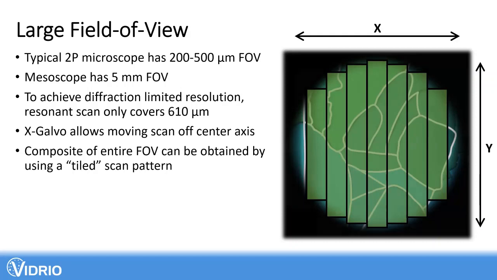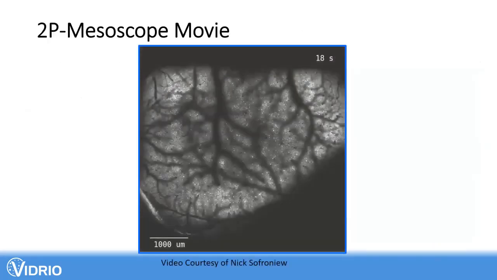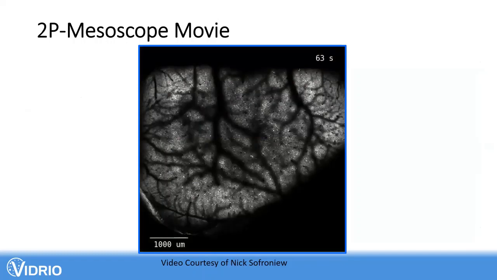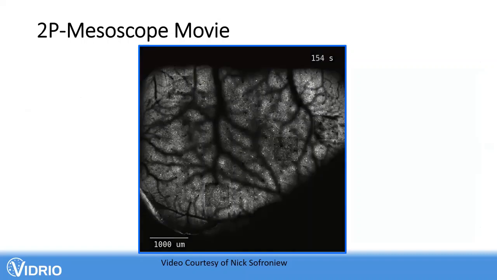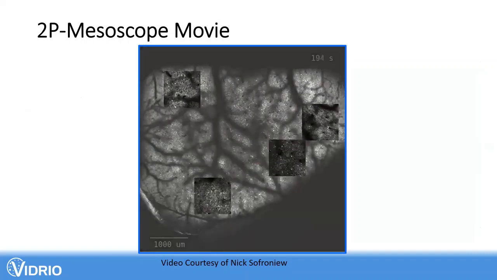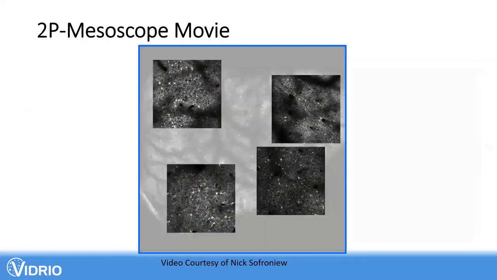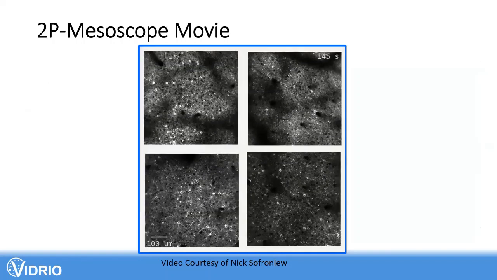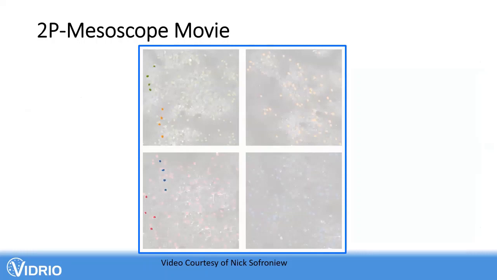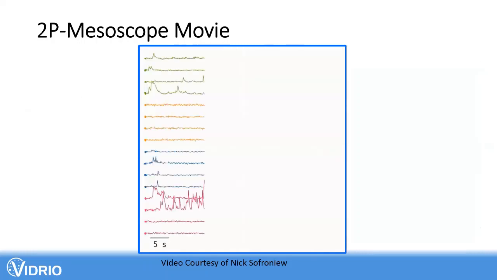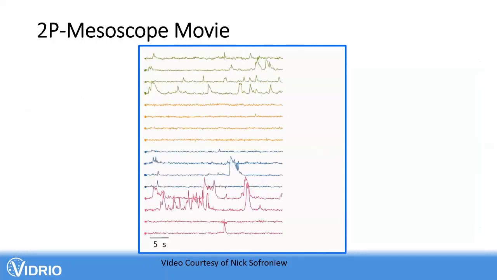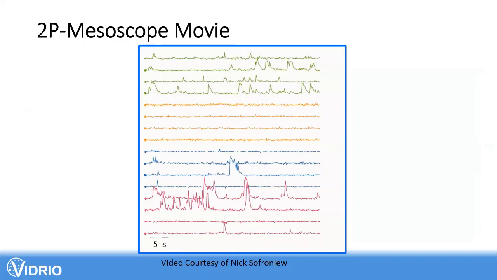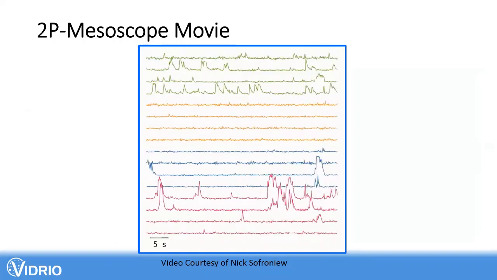If you haven't seen these videos from Nick, here's one. He's imaging 5 millimeters of a mouse brain. He imaged the whole brain with that tiling approach that I just showed. Then you can zoom in with this very good resolution and monitor the activity. This is post-imaging analysis of tens of thousands of neurons with this approach.